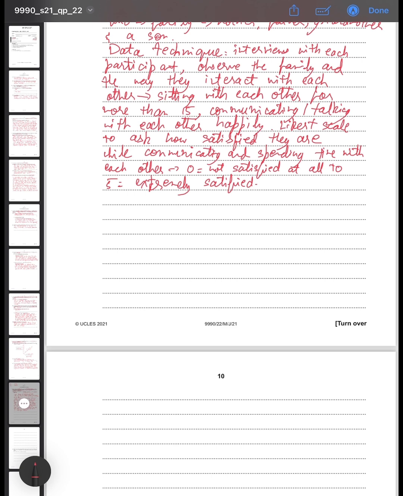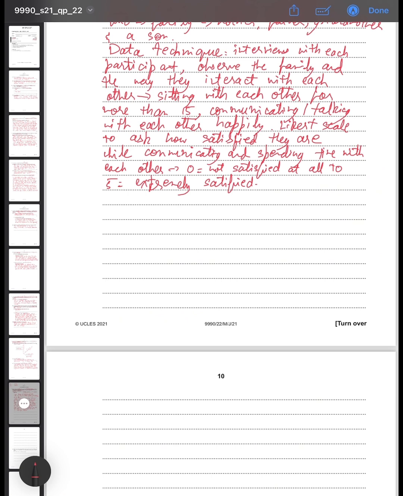In the interview, he can also ask them about their emotions. How do they feel when they are talking to each other? How fulfilled they are? Are their needs fulfilled? Or do they feel happy and satisfied when they talk with each other, when they communicate about their problems to each other? And such questions can be asked in the interview.